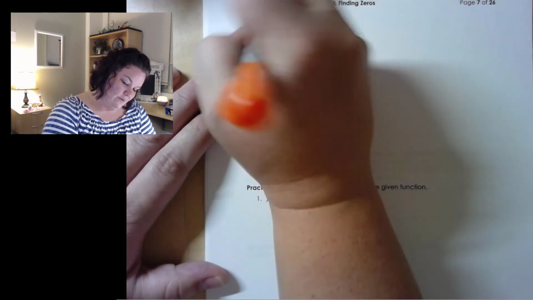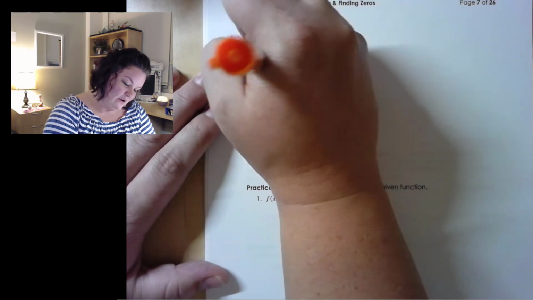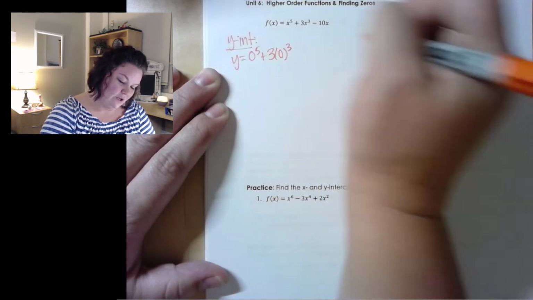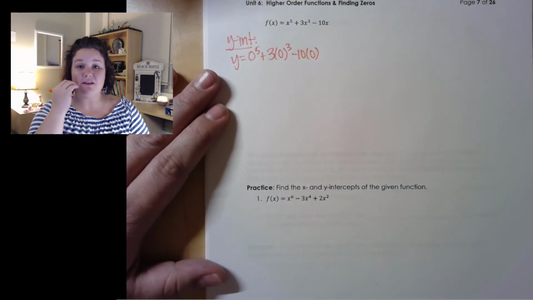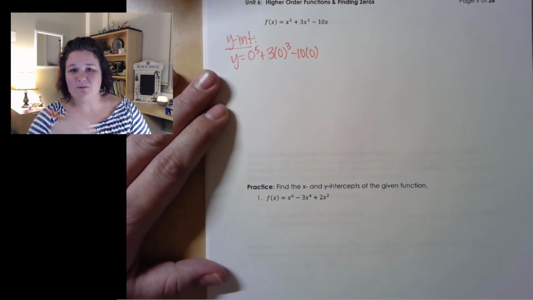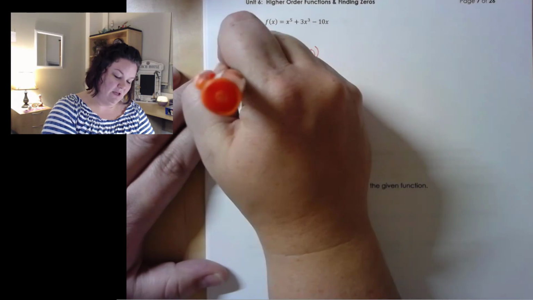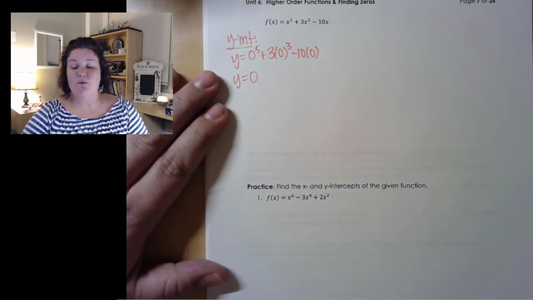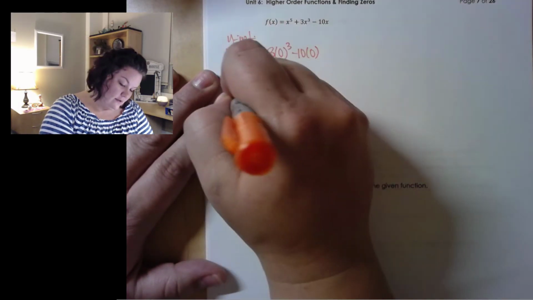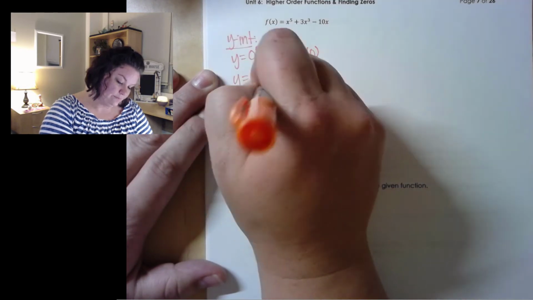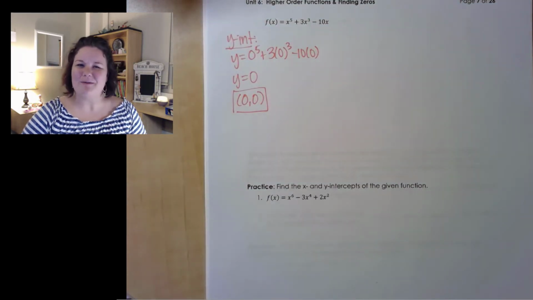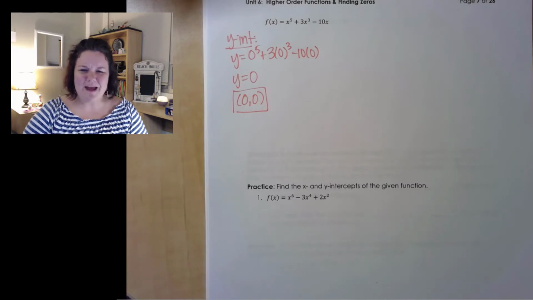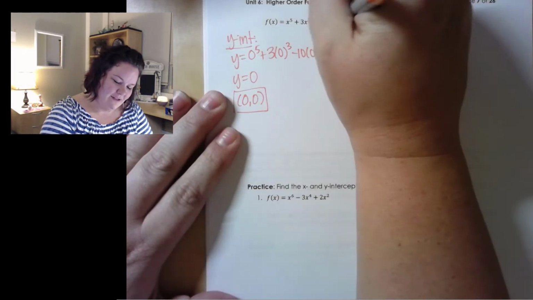So I have y is equal to 0 to the 5th power plus 3 times 0 cubed minus 10 times 0. So when I plug everything in, there's an x in every term. So when I plug 0 in, it just becomes 0, right? And then we write it as an ordered pair: 0, 0. And now that we have our confidence up a little bit because we easily found the y-intercept, we're ready to go ahead and move on to the x-intercept.